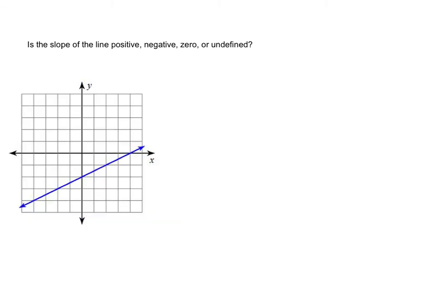Again, we're going from left to right. So if our starting point goes right, well, we're going uphill, so positive slope.